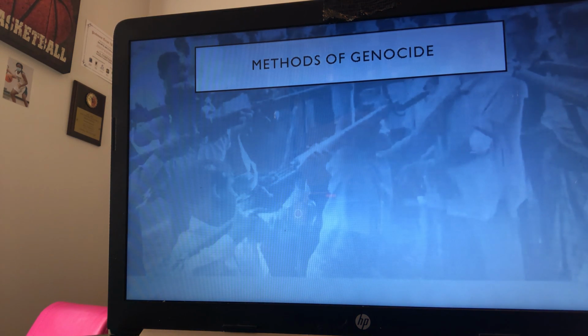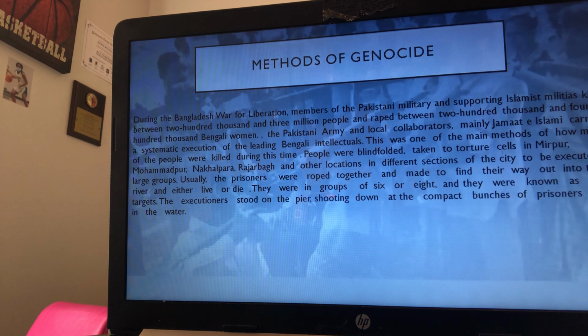The methods of genocide. During the Bangladesh War for Liberation, members of the Pakistani military and supporting Islamist militias killed between 200,000 and 3 million people and raped between 200,000 and 400,000 Bengali women.